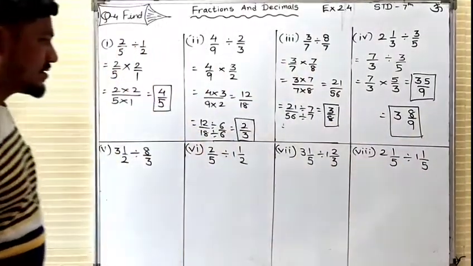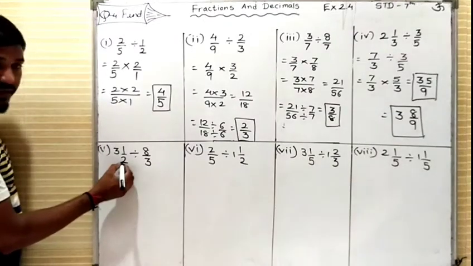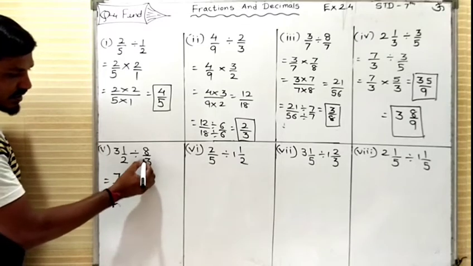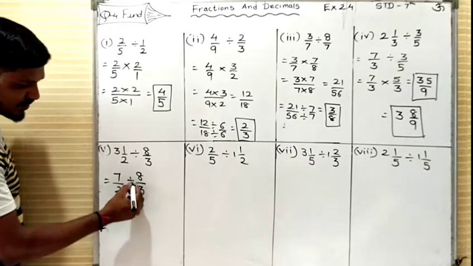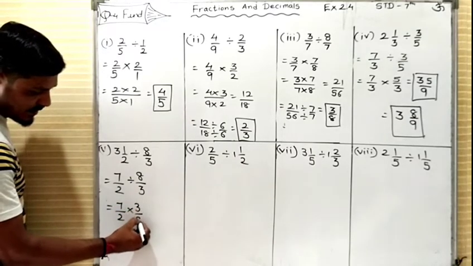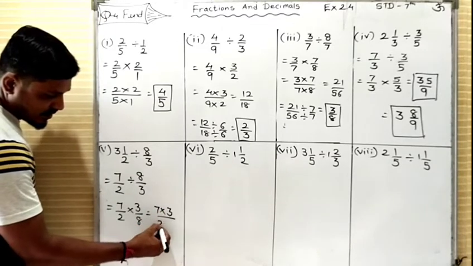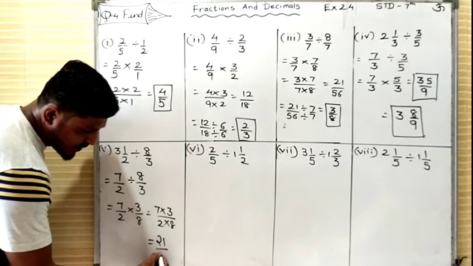Now let us see the next one. That is 3 integer 1 by 2. So first convert this value. 2 3 is 6 plus 1, 7 by 2. Then 8 by 3 as it is. Then in next step you need to reciprocal it. That is 7 by 2 multiply by 3 by 8. Now that is 7 3s are and 2 8s are. 7 3s are 21, 2 8s are 16.